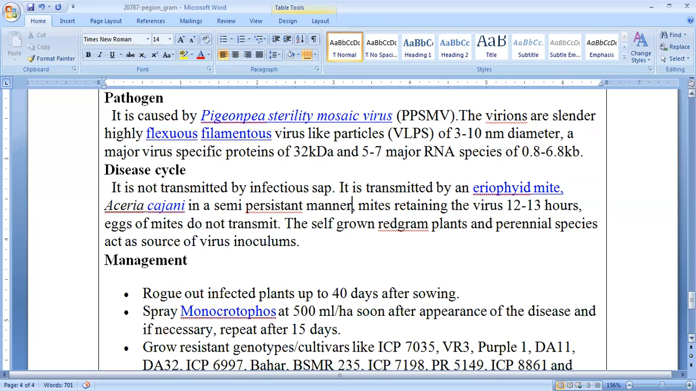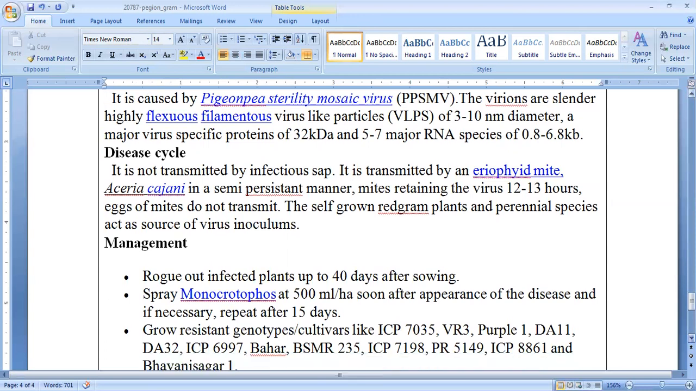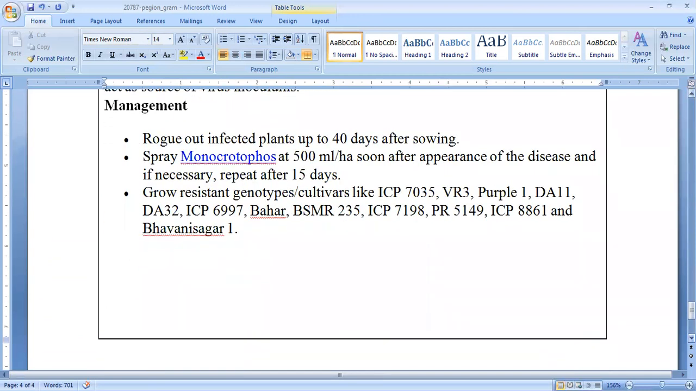Now, it is not transmitted by infected sap, it is transmitted by a mite, that is the eriophyid mite, Aceria cajani. This mite retains the virus for 12 to 13 hours, though the eggs do not transmit the virus. The self-grown red gram plants are the perennial source of virus inoculum. Management practices include roguing of plants up to 40 days after sowing, and spraying of monocrotophos to control the mites at 500 ml per hectare soon after the appearance of the disease, and then repeating after 15 days.